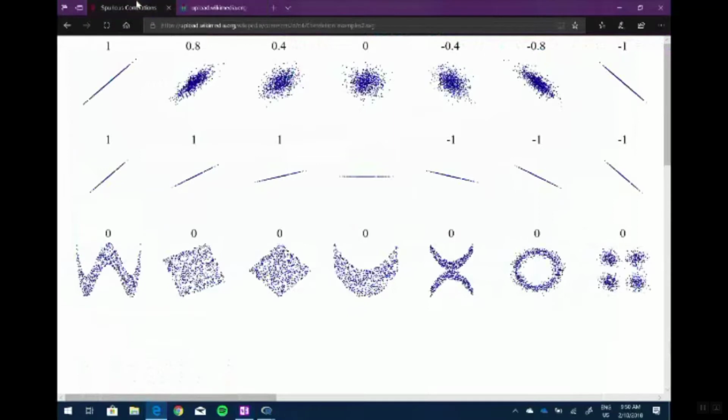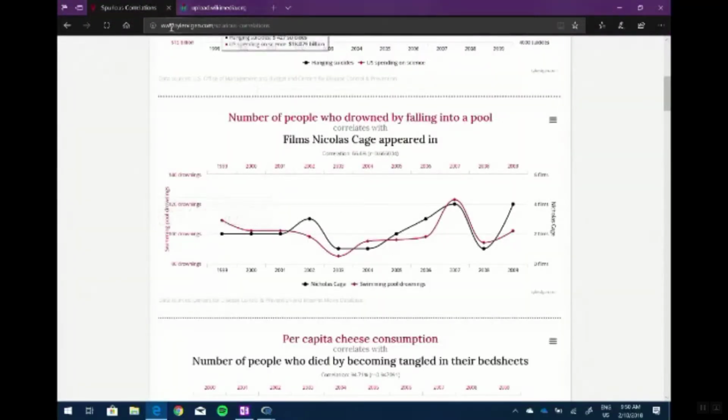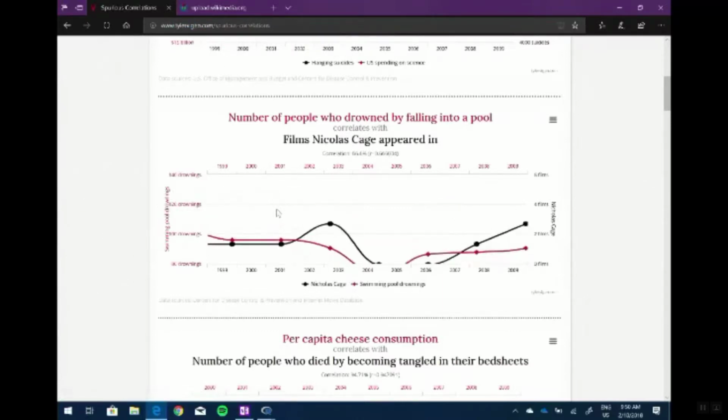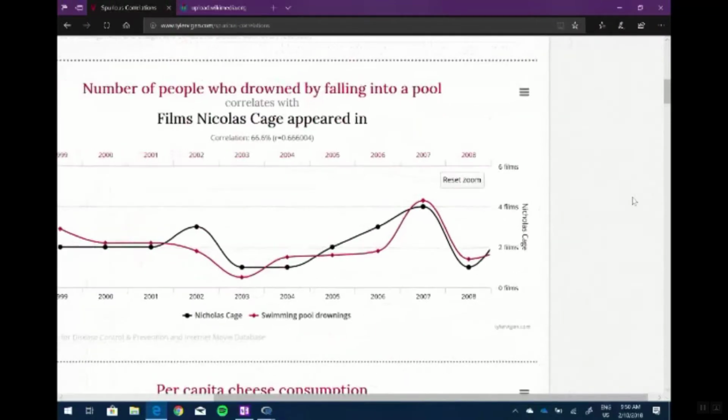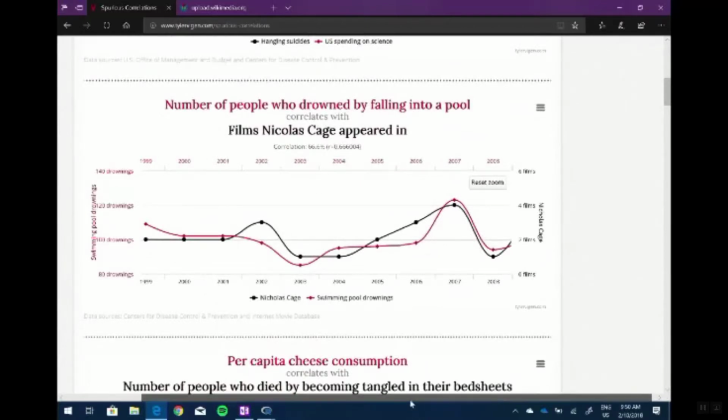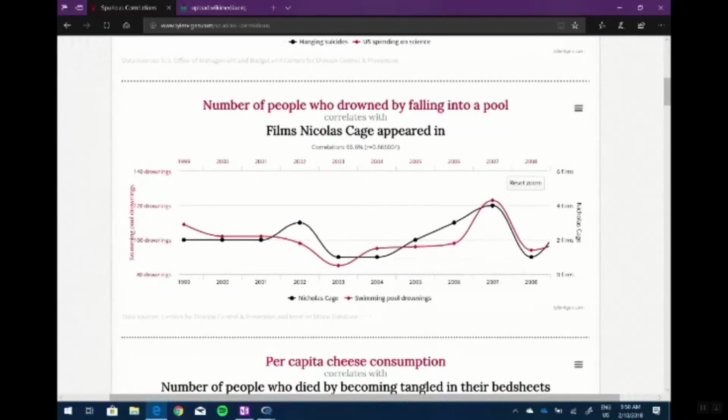Here's another one of my favorite examples. This site is by Tyler Vigen, I think. I'm not sure how to pronounce his surname. You can check out this site yourself. It's very clean and easy to look at. Number of people who drowned by falling into a pool correlates with films Nicolas Cage appeared in. Okay? If you ever needed another reason to ask Nicolas Cage to stop, there it is.